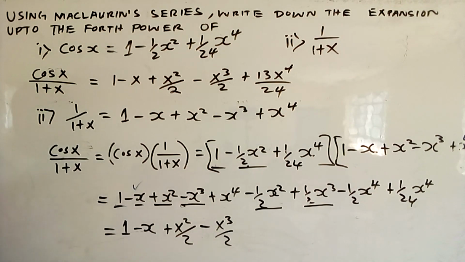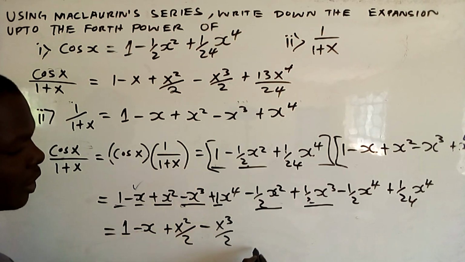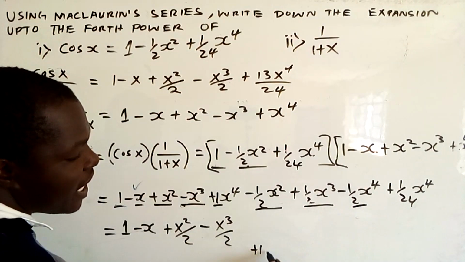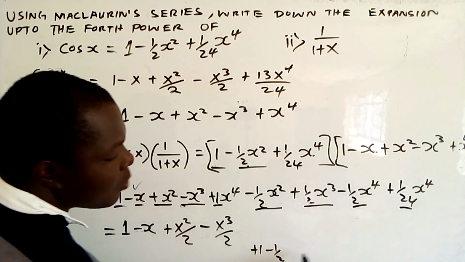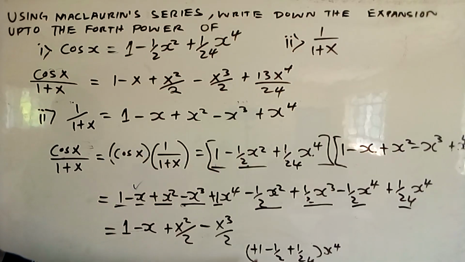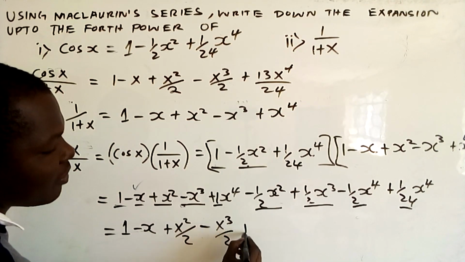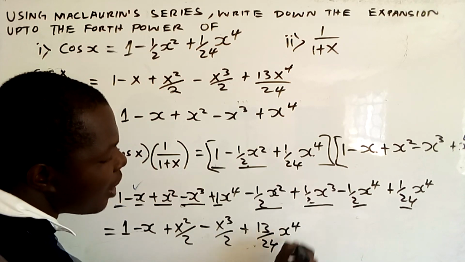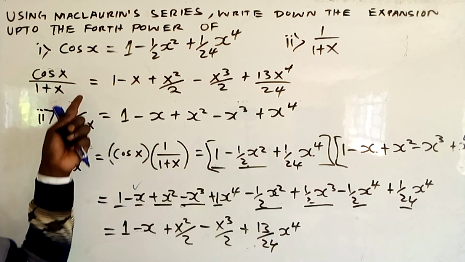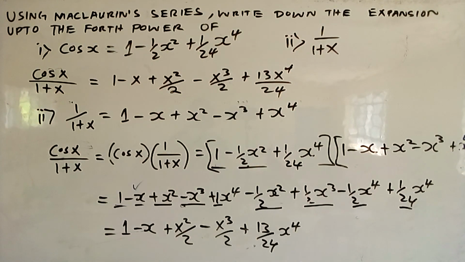Move to the next one, that is x to the power 4. Look for the coefficient. The coefficient of x raised to the power 4 here is positive 1. Then the coefficient here is negative a half. The coefficient here is positive 1 over 24. So what is the total? Plus 1 minus half plus 1 over 24 is positive 13 over 24. So positive 13 over 24 x raised to power 4. So you see, here you are getting what they wanted you to get. Are we together? Once you are able to find that, it means you are done with the entire problem.